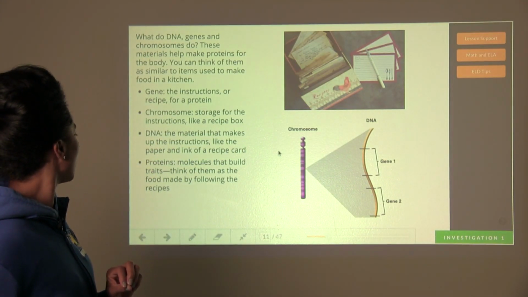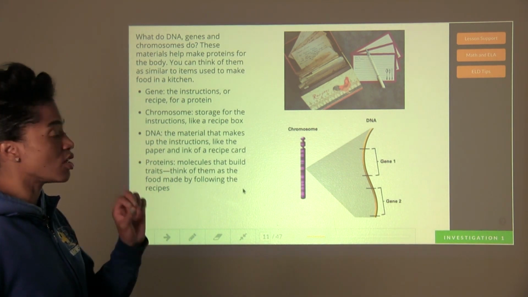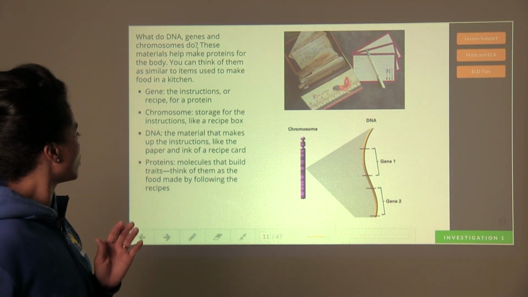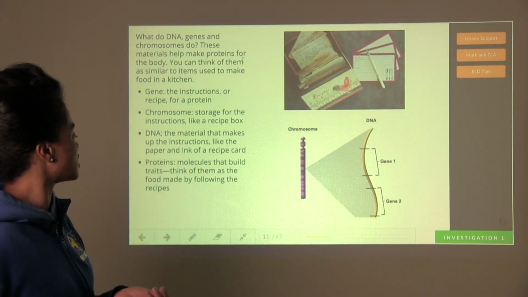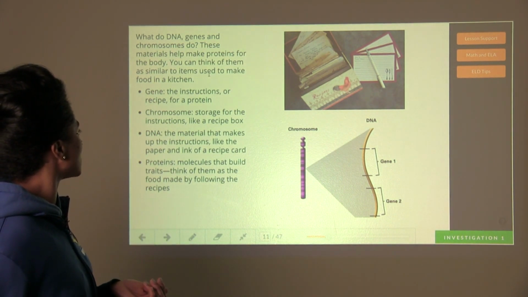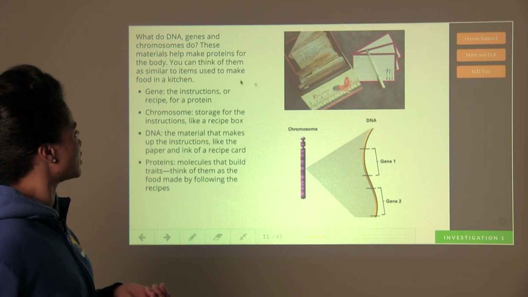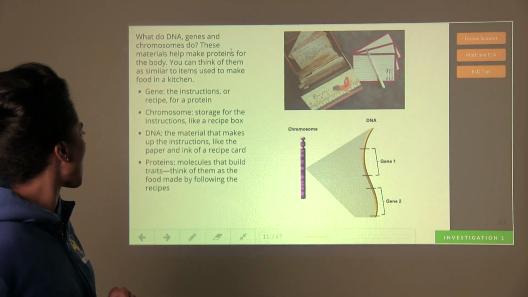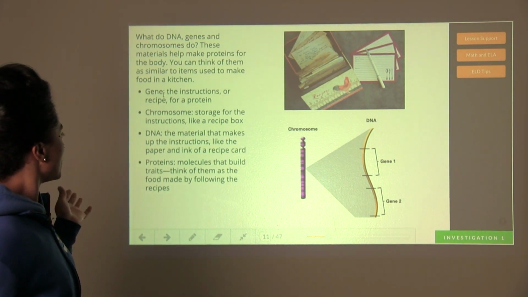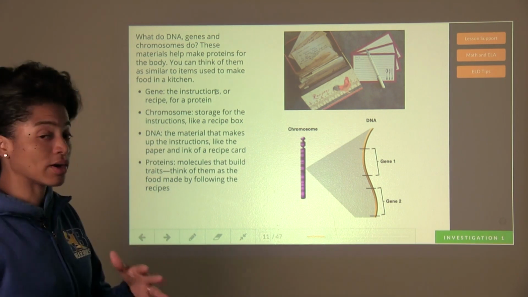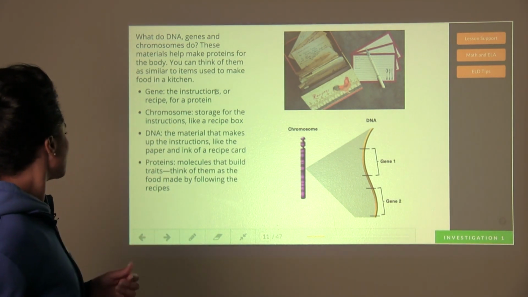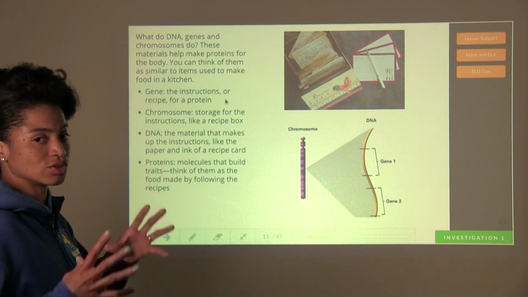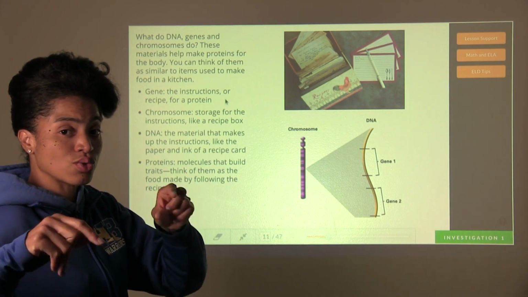And so here, in this part of the discussion, we're going to add in the term proteins. Okay? What do DNA, genes, and chromosomes do? These materials help make proteins for the body. You can think of them as similar to items used to make food in the kitchen. So we just want to see what's the connection of all of them right now. Okay? How do they connect? Gene, the instructions, or if we're comparing this to kitchen recipes, the recipe for a protein. All right? So the gene is giving the instructions to the protein.